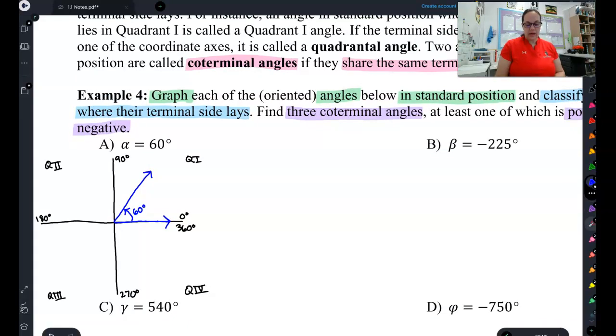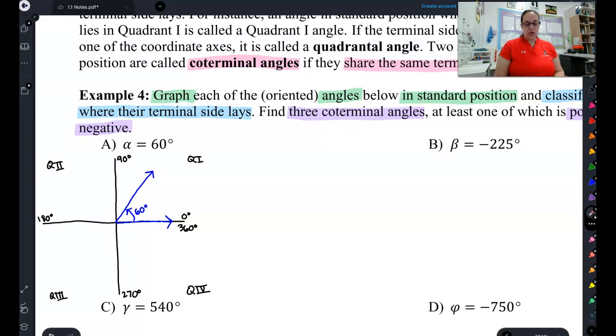I have my initial side on the positive x. I have the terminal side where it ends. And because it's a positive 60, that's why I went counterclockwise. If it was a negative 60, I would have gone 60 that way.